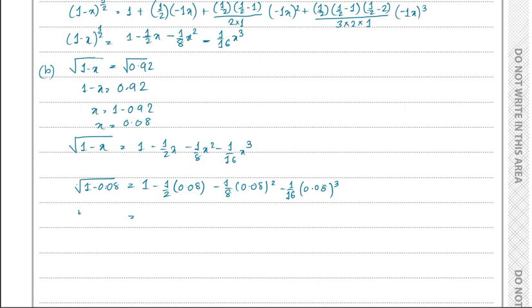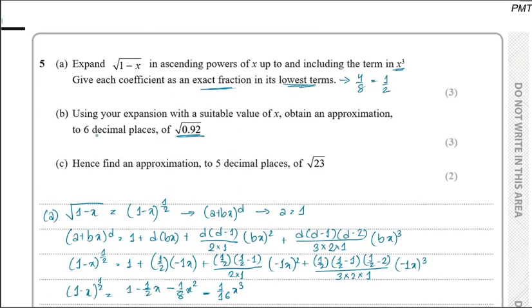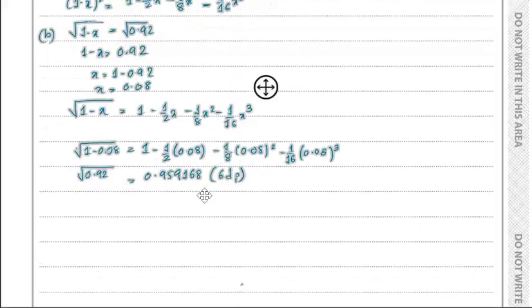Then if you do this, root over 1 minus 0.08 would be root over 0.92. And the value that we'll get is 0.959168 to 6 decimal places. They have asked us to give it in 6 decimal places. So that's it. That is it for part B.